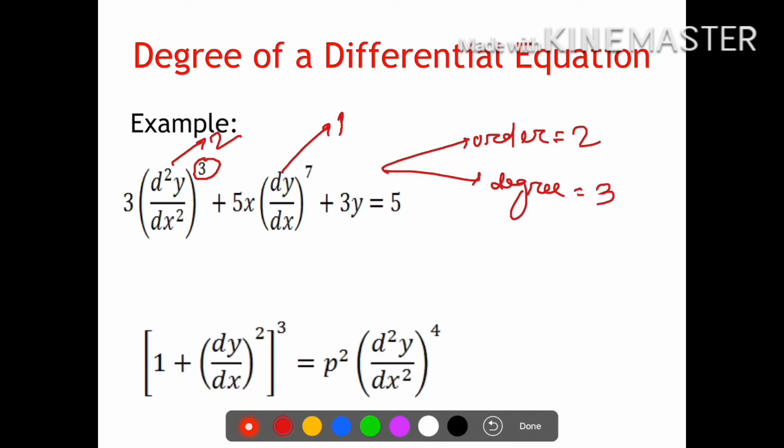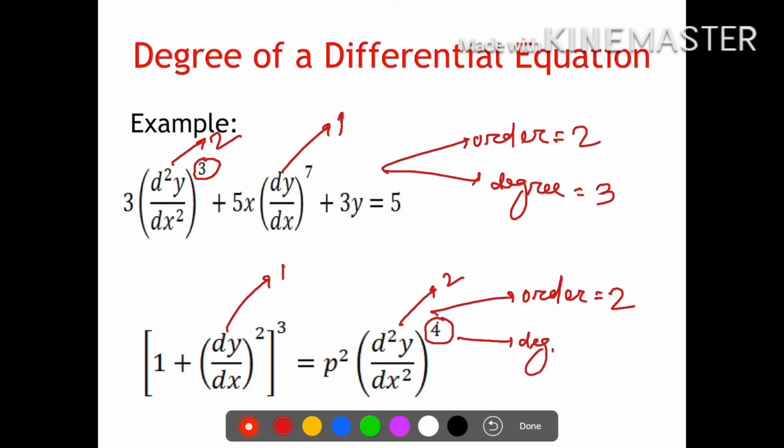Let us take one more example. Suppose the second question is (1 + (dy/dx)^2)^3 = p^2 (d^2y/dx^2)^4. Here y is differentiated one time and here y is differentiated two times. That's why the order of the differential equation is 2. As I told you, the term which gives the order, take its power. Here the power is 4, means the degree of this differential equation is 4.